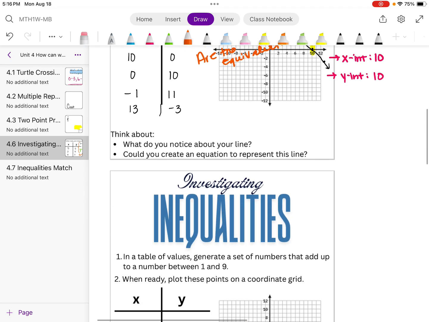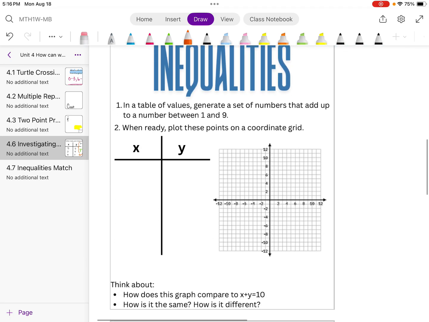Okay, so now I want you to think about this one. In a table of values, generate a set of numbers that add to a number between 1 and 9, and then plot your points on the coordinate grid. Once you're finished that, you're going to compare those to x plus y equals 10, and how are they the same and how are they different. So if you haven't already done so, I want you to pause the video and try this.